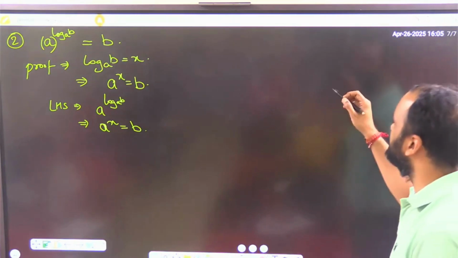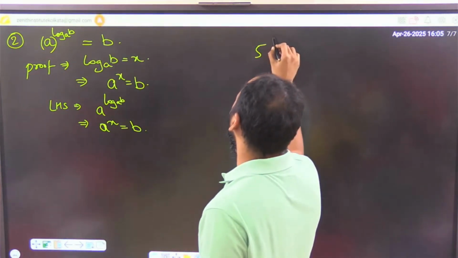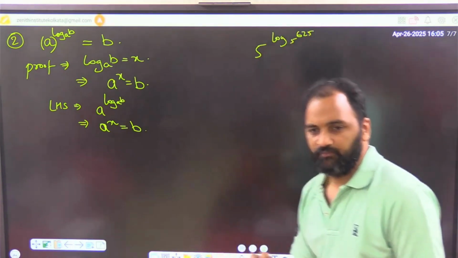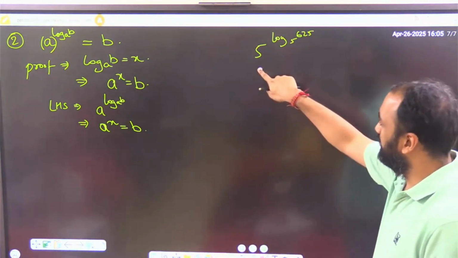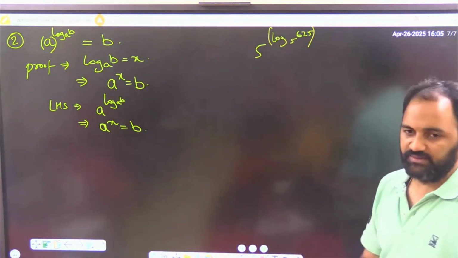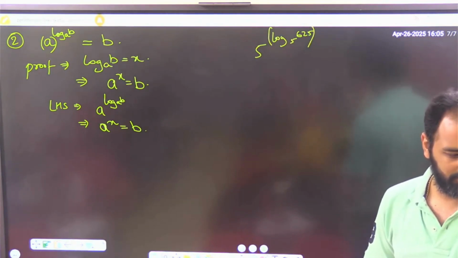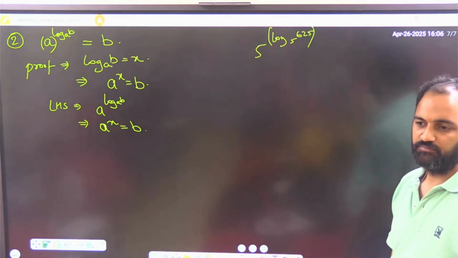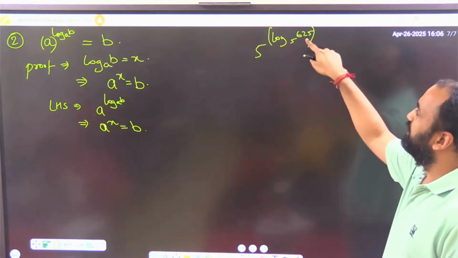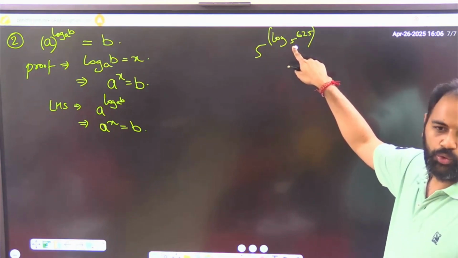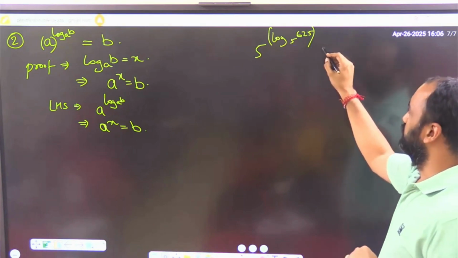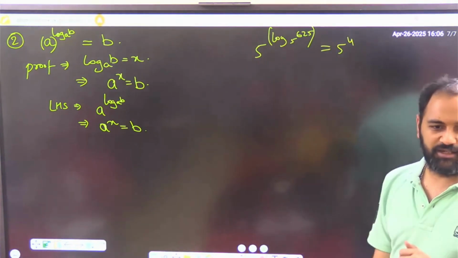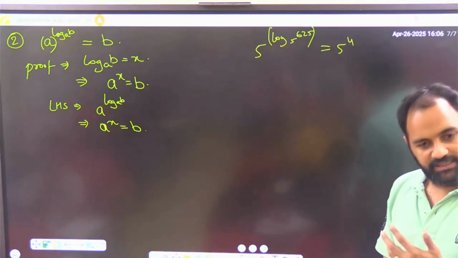If there are any confusions, I'll just show you this with an example. Suppose we have 5 raised to the power log 625 to the base 5. This is what we mean by a number raised to the power log of the same base. How will this function? Log of 625 to the base 5 has value 4. So this is like writing 5 to the power 4. But 5 to the power 4 फिर से क्या हो जाएगा? 625.